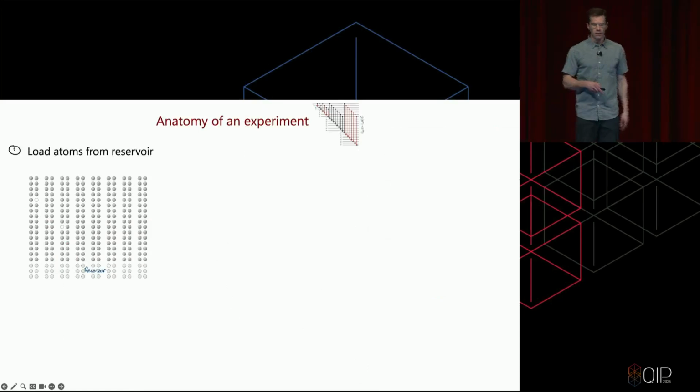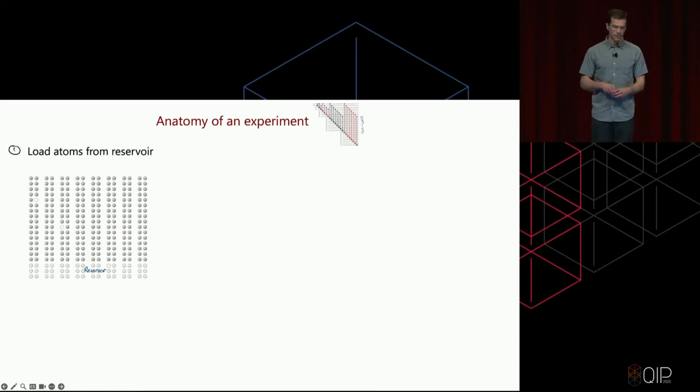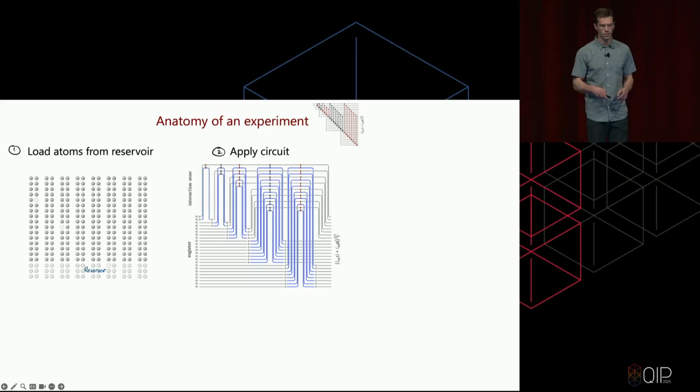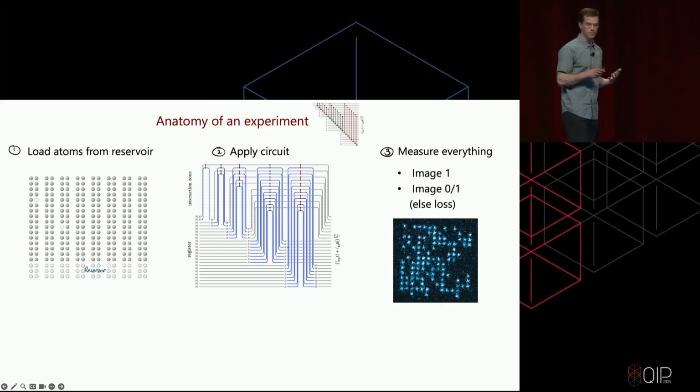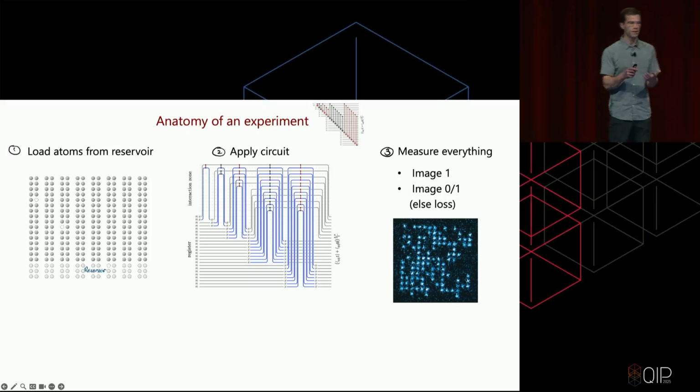Let's dig into, again, what it looks like when you run this in an experiment. So first of all, they load all the atoms. Hopefully they get all 256. Maybe they'll only get 255 or whatever. You apply the circuit. At the end of the day, you're going to measure everything. And their measurement has 2 steps. First, they image every qubit that's in the Ket 1 state, in the 1 state.